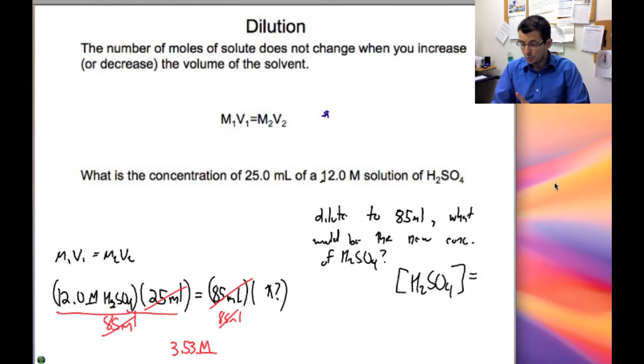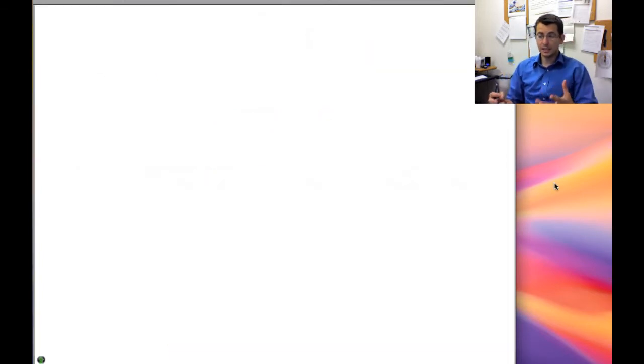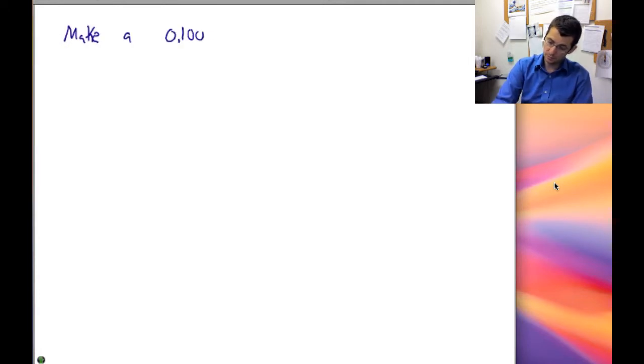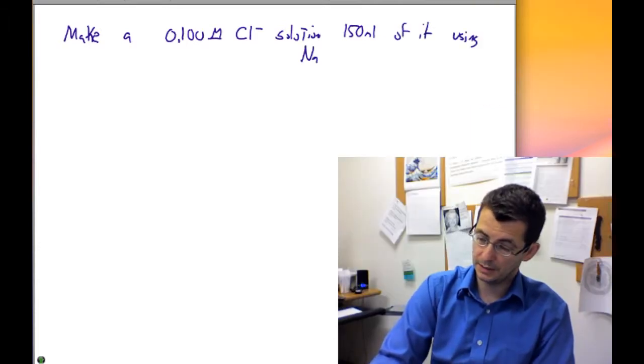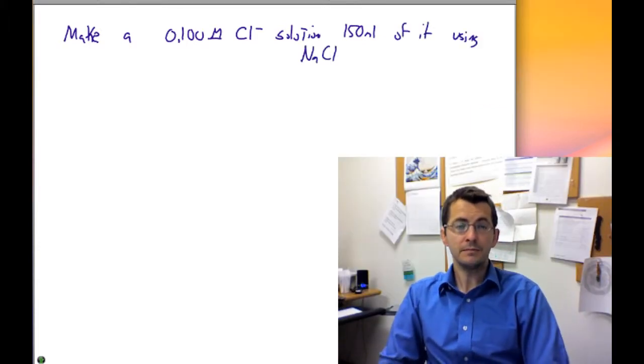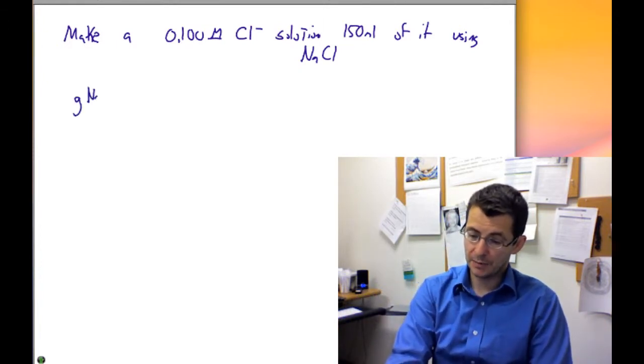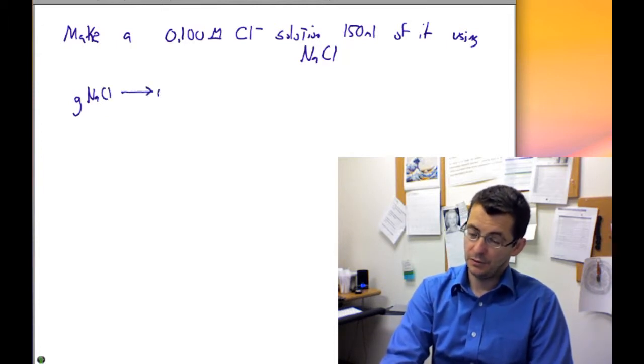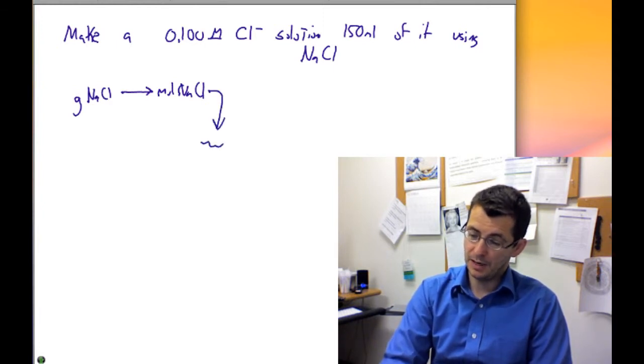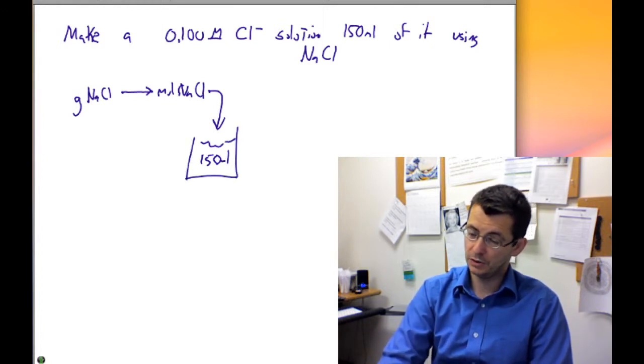So right now we have 2 ways of doing this. If we wanted to go into the lab and make a 0.100 molar Cl- solution, we'll say 150 milliliters of it, using something like sodium chloride, how would we do that? Well, now we have 2 options. One is to weigh out a certain number of grams of sodium chloride, convert it into moles of sodium chloride, and then dissolve that in the requisite amount of water to create a 150 ml solution.